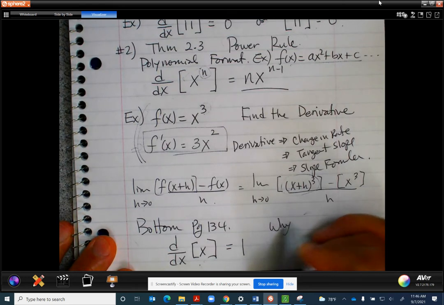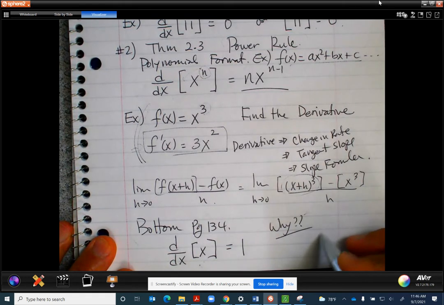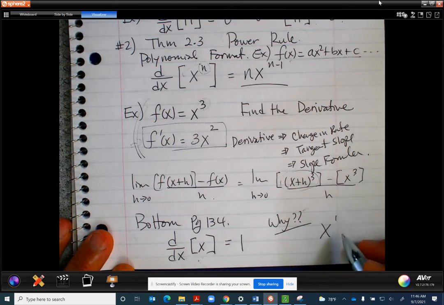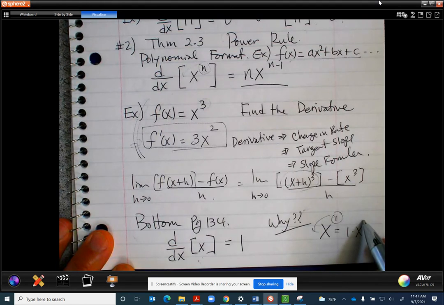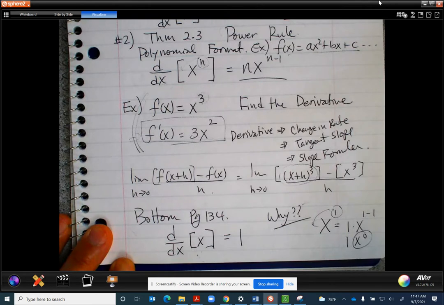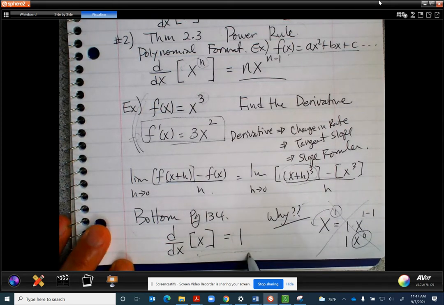You want me to show you why? Okay, so if you have x, what power do you have for x? 1, isn't it? So what do you do with that power? You bring it down, so 1 times x to the power of 1 minus 1. What is 1 minus 1? What is x to the 0 power? Anything to the 0 power is 1, so 1 times 1 is 1, so therefore this is 1. We don't want you to do this. You understand that? It's easier to just memorize that the derivative of x is equal to 1. Can we do that? Yes.